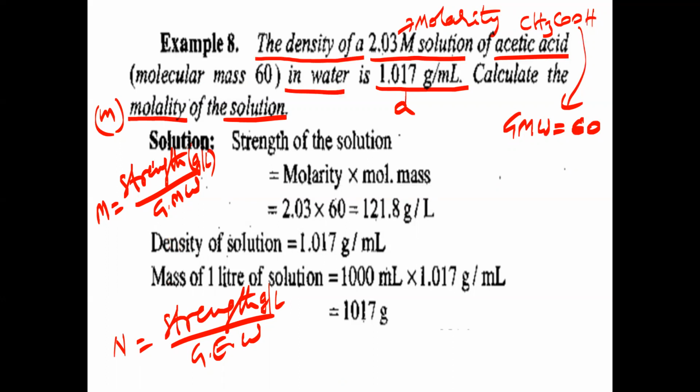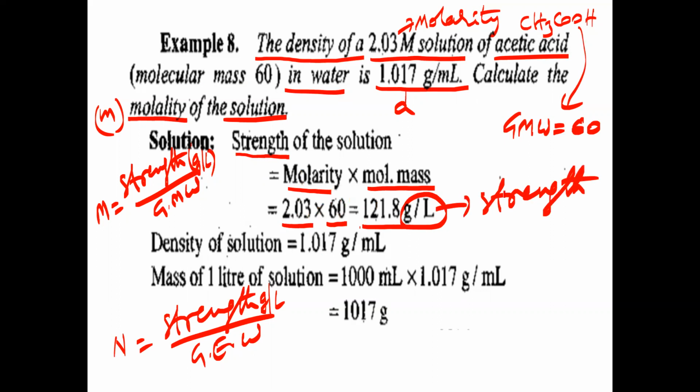Now, strength of solution is equal to molarity into gram molecular weight. Molarity is 2.03 molar, multiplied by the gram molecular weight of acetic acid, 60. So 2 into 60 is 120, and 2.03 into 60 is 121.8 grams per liter. This is the strength of the solution in grams per liter.